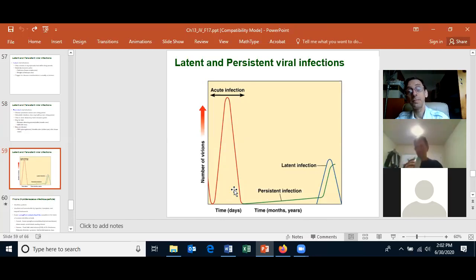That's different from a latent virus infection, where when the child gets chickenpox, they have an acute infection, and then the disease goes away. Then many years later, the virus comes out of latency, and it actually enters the budding life cycle. Then the patient will have shingles, and for the first 2 weeks of shingles, they are infective.